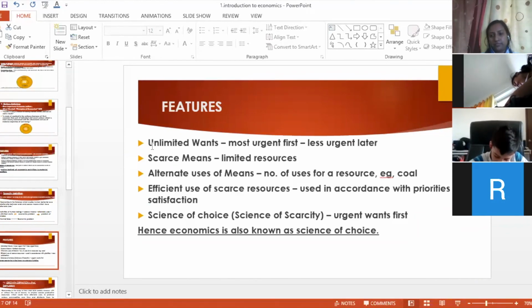The second question is, give Adam Smith's definition of economics and explain it. It's a long question. Okay, one short question I've given you and one long question. Give Adam Smith's definition of economics and explain it.